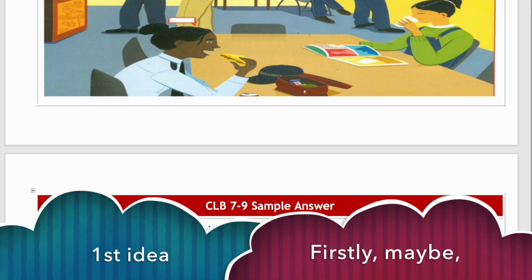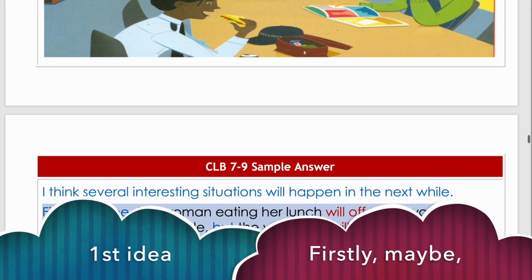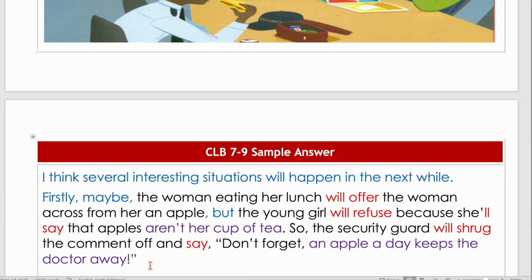So what's the first idea? Let's get to that. Okay, firstly, maybe the woman eating her lunch will offer the woman across from her an apple. But the young girl will refuse because she'll say that apples aren't her cup of tea. Wow, very good idea. Very good idea to start off here.